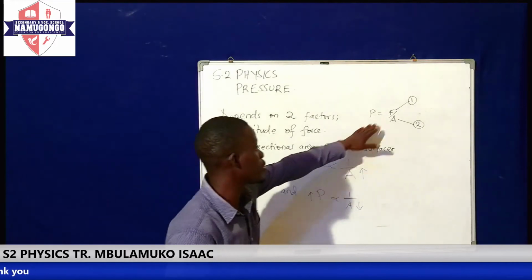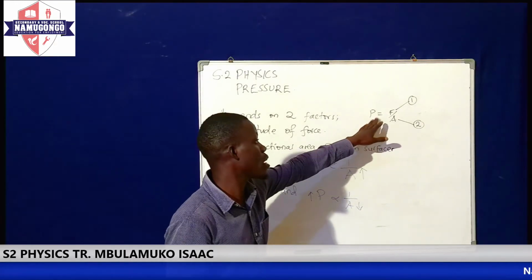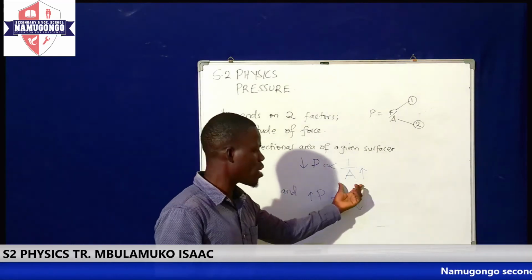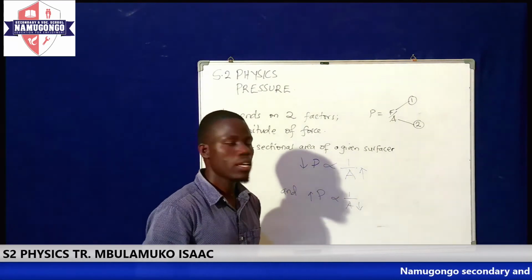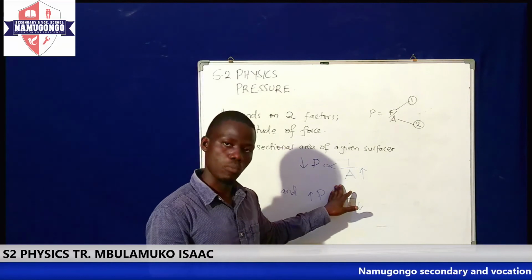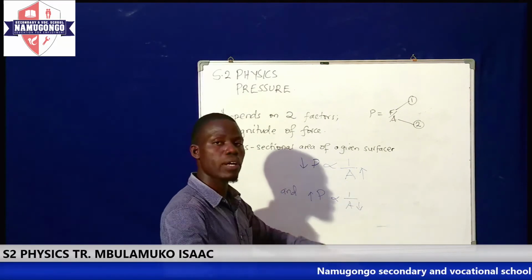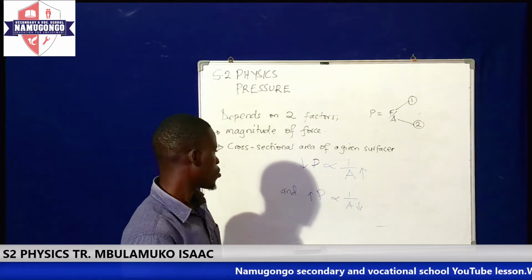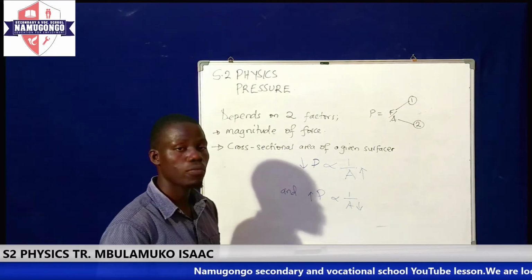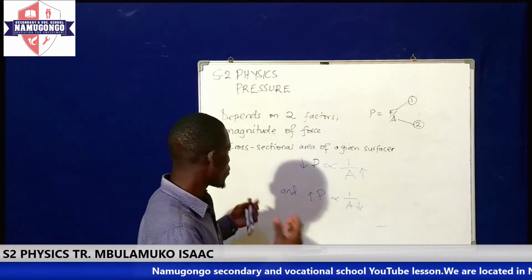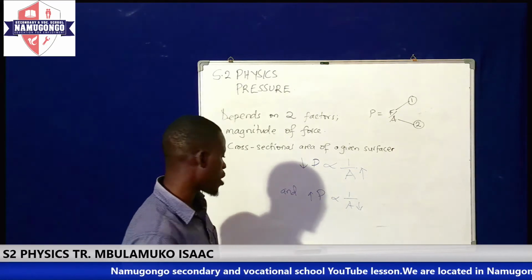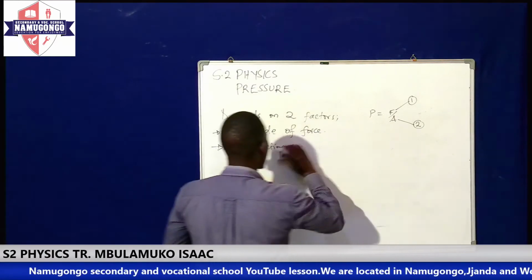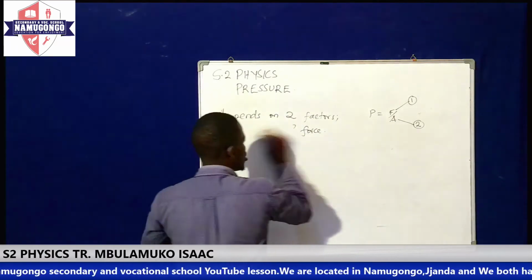So when you look at this from the formula, you really see that pressure is inversely proportional to the area. Meaning whenever the area becomes bigger, the pressure exerted becomes smaller. And whenever the area becomes small, the pressure exerted becomes bigger. So we shall look at this in some of our applications. So we can then move on to some examples and see how area and force play with the pressure.